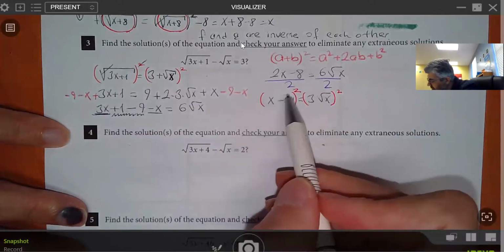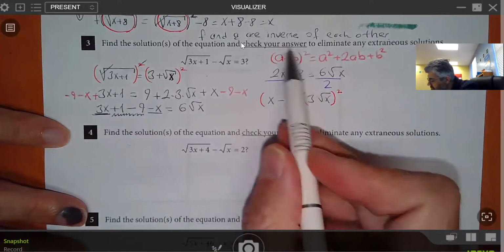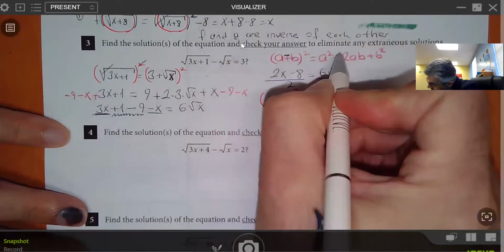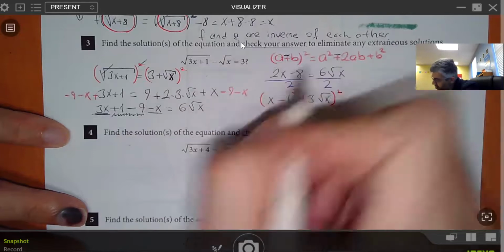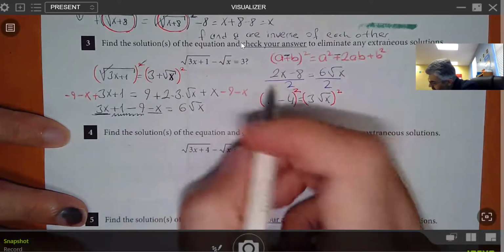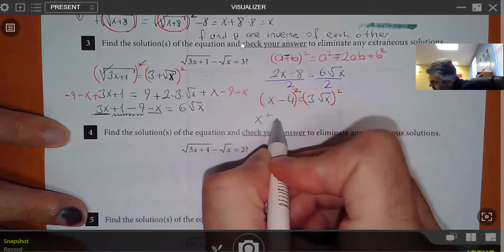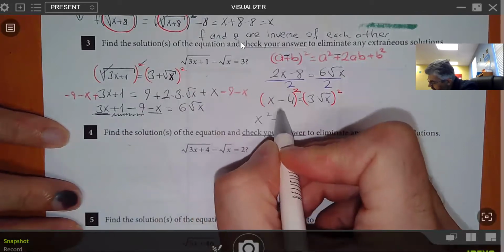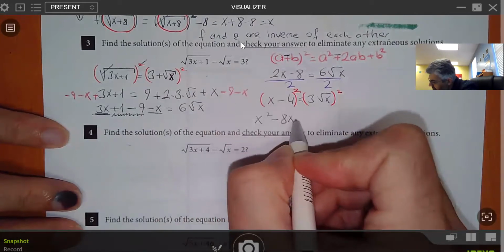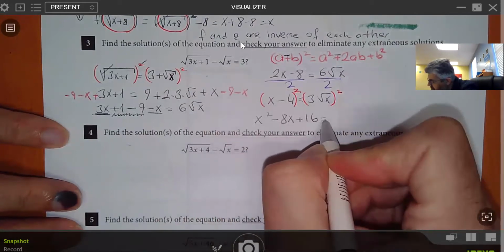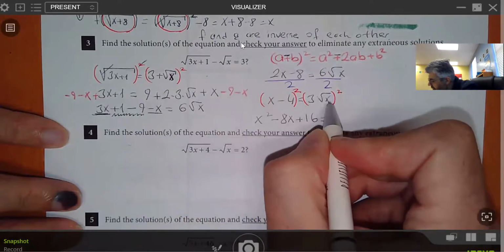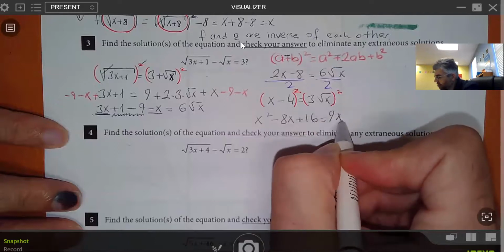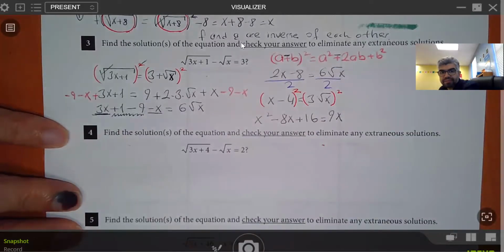So again, I have the square of a binomial. I have to use this formula. But here, when I have minus, this is minus 2ab. So x minus 4 squared is x squared minus 8x plus 16, which is equal to the square of 3 root x. 3 squared is 9, root x squared is x. So far is okay?